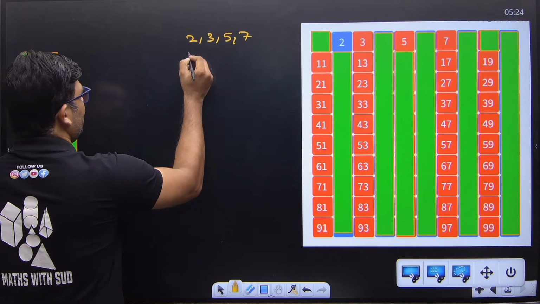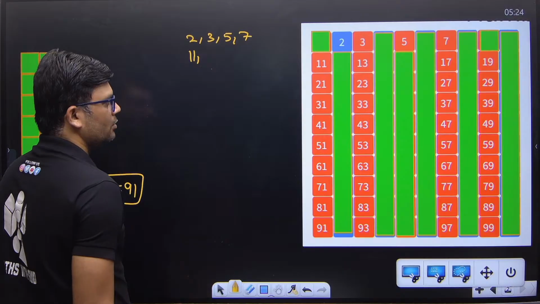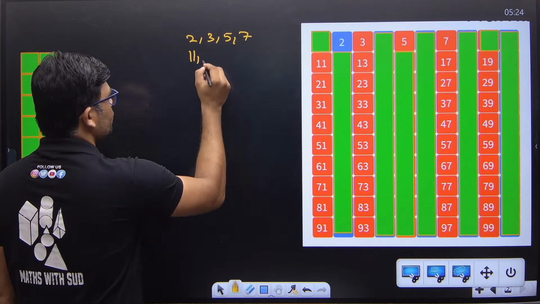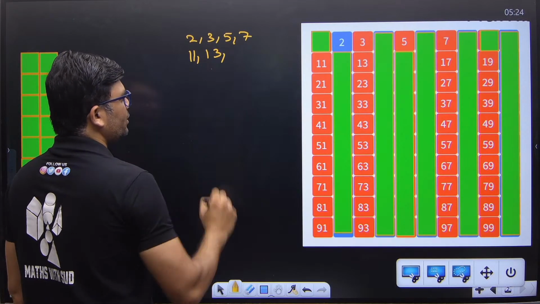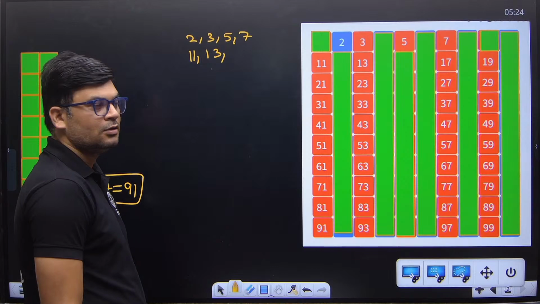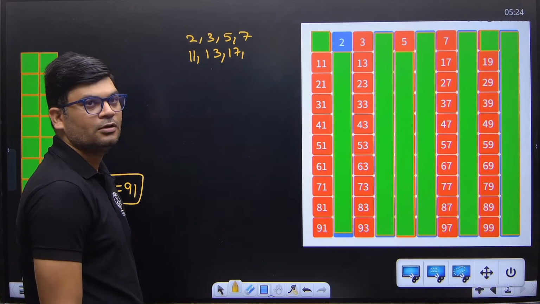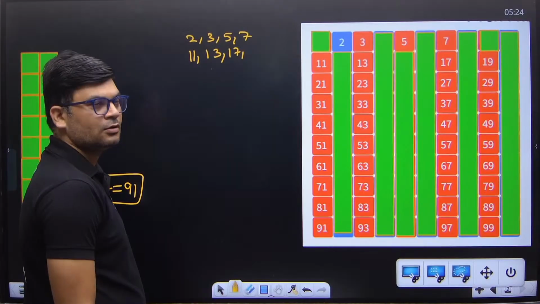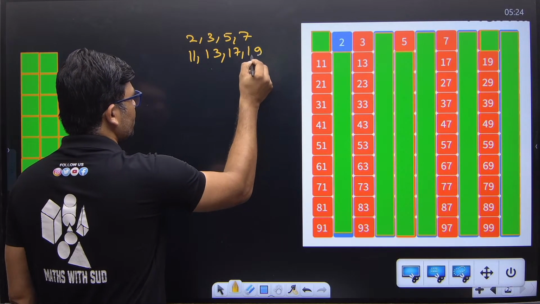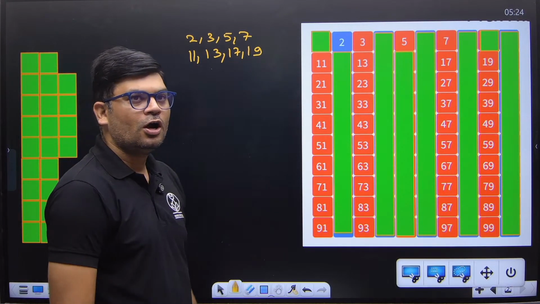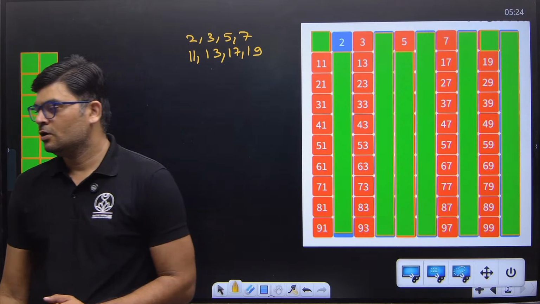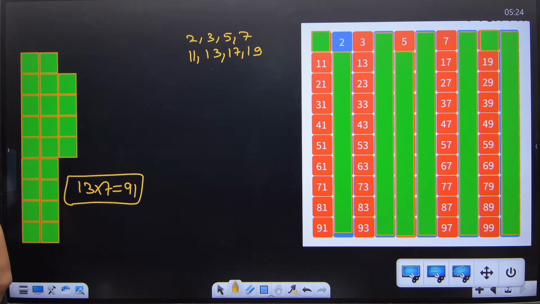What about 13? No. So it is also a prime number. What about 17? No. So it is also a prime number. What about 19? No. So it is also a prime number. So in the second row also, we got 4 more numbers. Please write it down: 11, 13, 17 and 19.